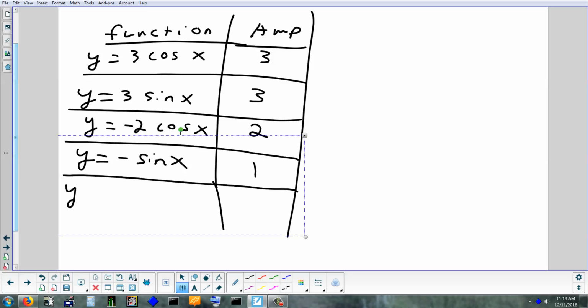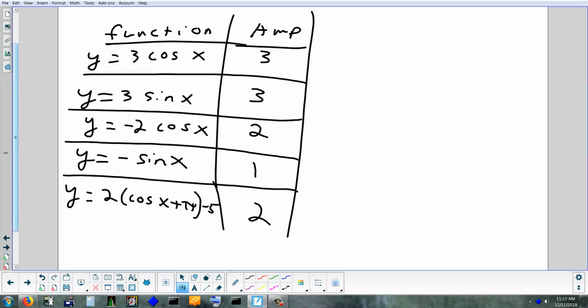How about 2 cosine of x plus pi, minus 5? What's the amplitude there? Still 2. There's other things happening, but they don't affect the amplitude. There's a phase shift, so you're shifting it right, and then you're shifting it down. But that doesn't have anything to do with the amplitude.